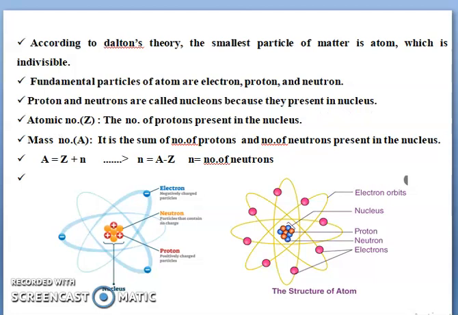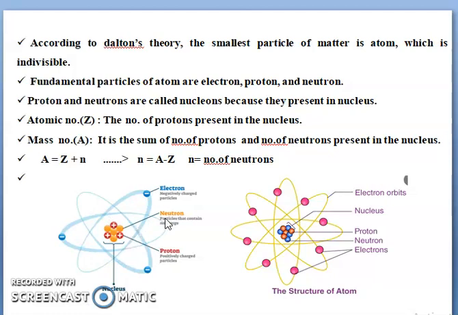The atomic number Z means the number of protons present in the nucleus. Then the mass number A is the sum of the number of protons and the number of neutrons present in the nucleus. Simply, A is equal to Z plus N, or N is equal to A minus Z, where N is the number of neutrons. You can see this picture and easily understand.